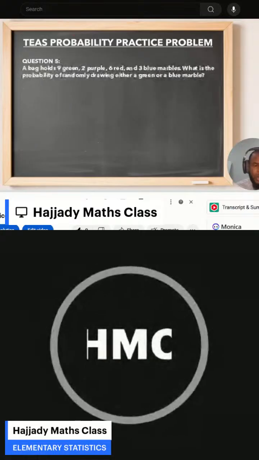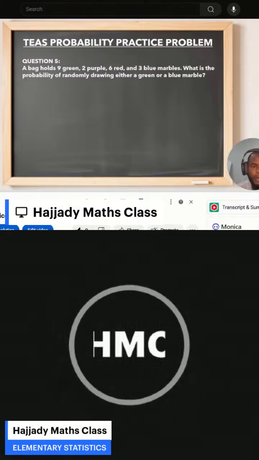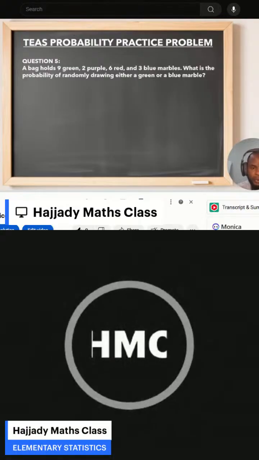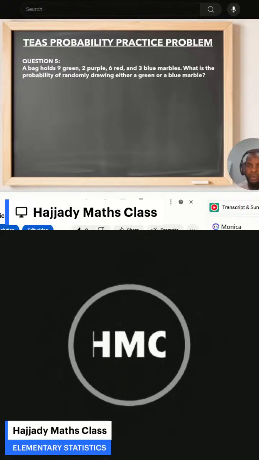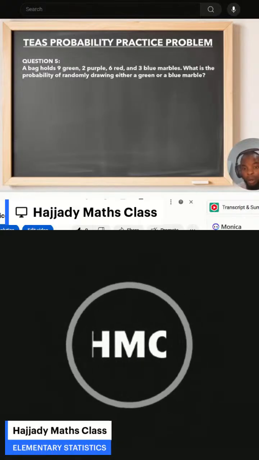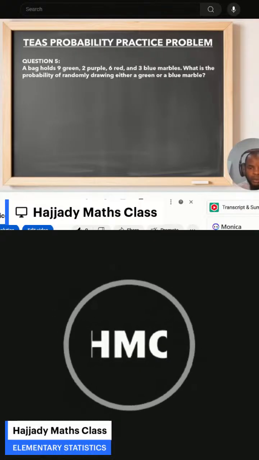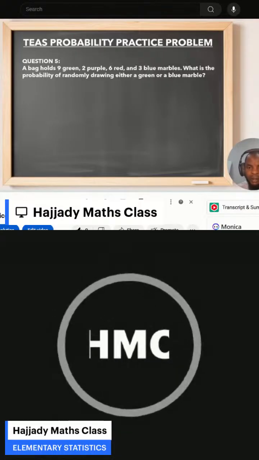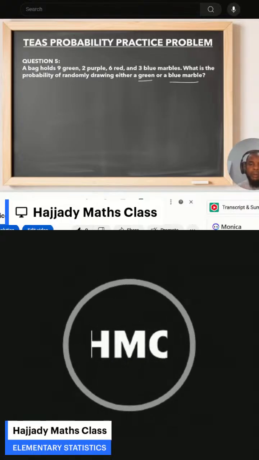Question number 5. It says, a bag holds 9 green, 2 purple, 6 red, and 3 blue marbles. It can be marbles, it can be balls, or any object. It can be orange. I'm just using marbles as an example here. What is the probability of randomly drawing either a green or a blue marble?